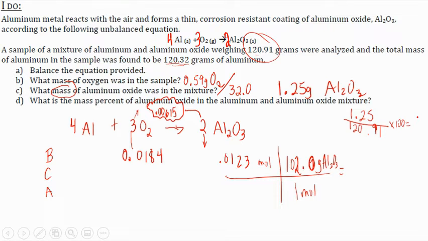And that's going to give me 1.03%. All right. Does that help? Does that work? Everybody cool with that? Remembering your stoichiometry?